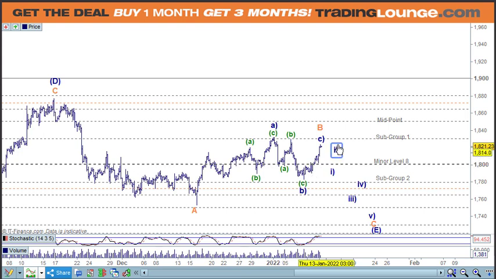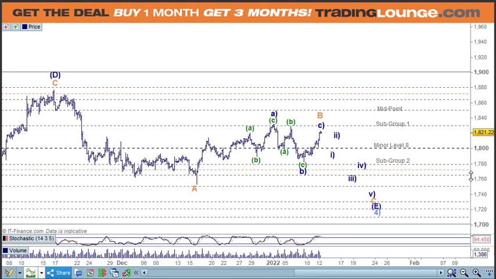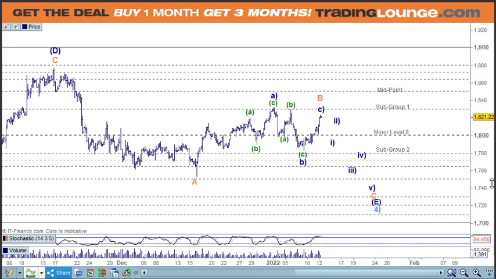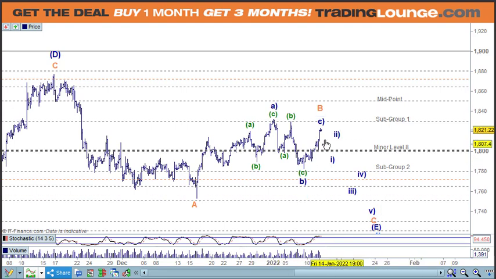But anyway, from B to C here, we need 5 waves, 1, 2, 3, 4, 5, and that would make wave E. So from wave D here, an A and a B and a C for wave E or 4, and that's what we're looking at. So it is giving me a bit of a hard time in this little space here.